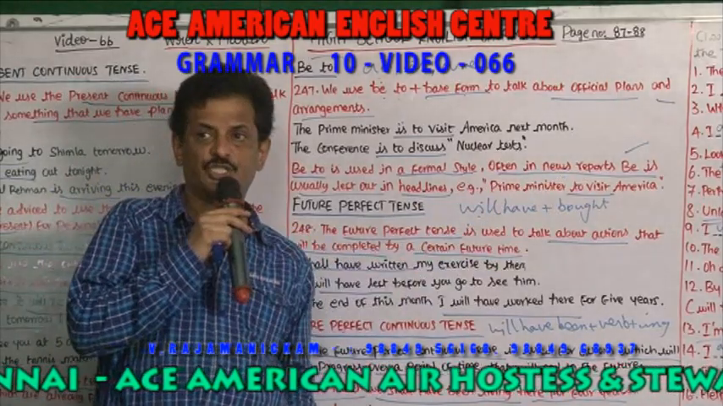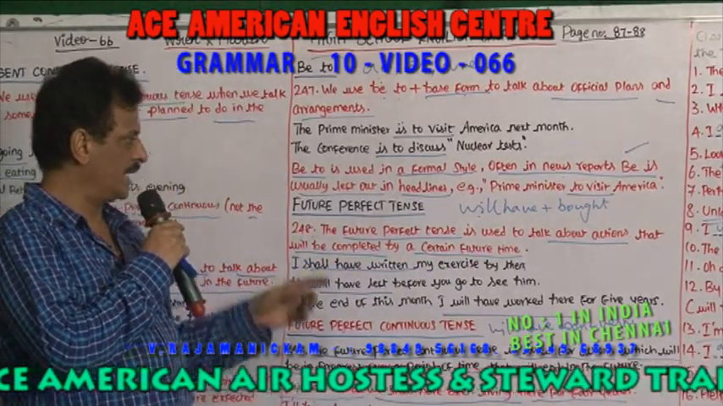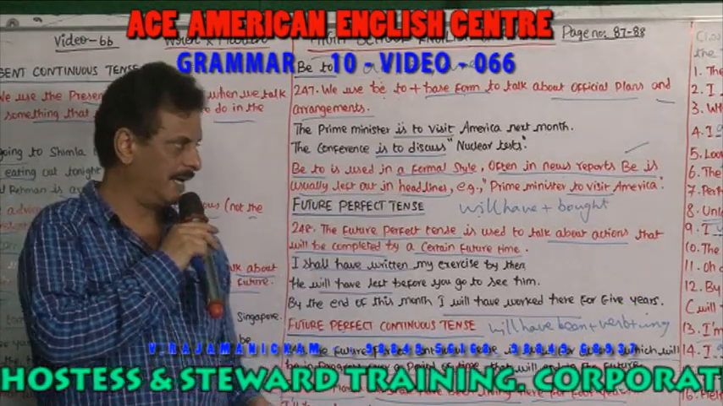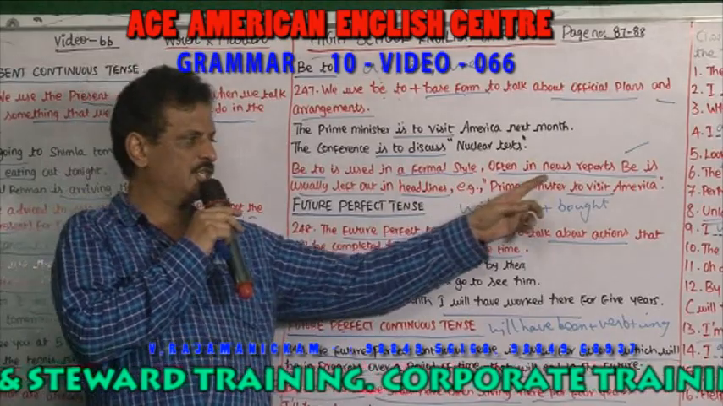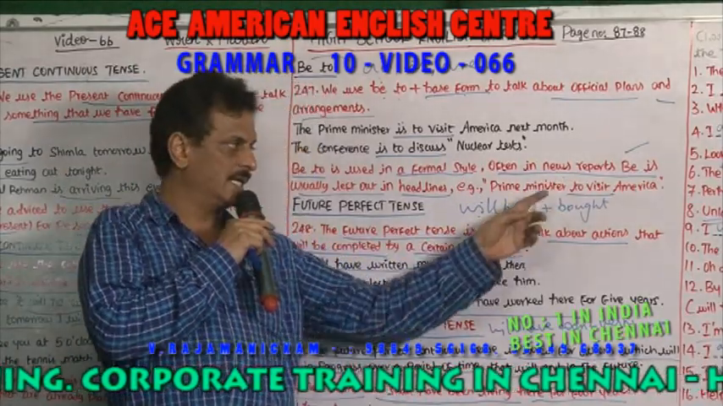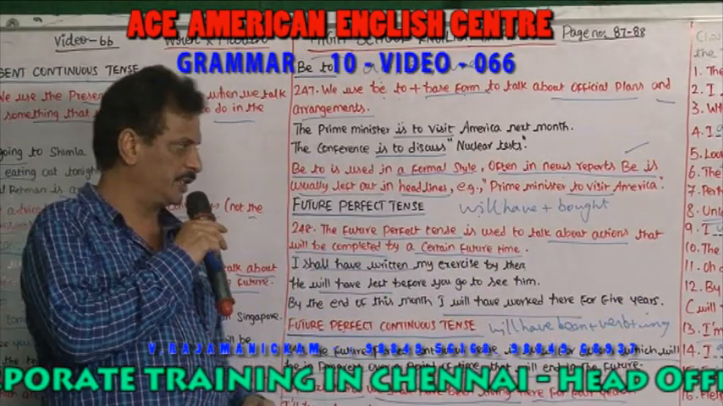Often in news reports, செய்தி ரிப்போர்ட்ஸில் 'be' is usually left out in headlines, பொதுவாகவே தலைப்புச் செய்திகளில் பி விட்டு விடுவோம். Prime Minister to visit America, பிரதம மந்திரி அமெரிக்கா செல்ல போகிறார். இங்கே இஸ் டு விசிட், அந்த இஸ்ஸை விட்டு விடுகிறோம்.